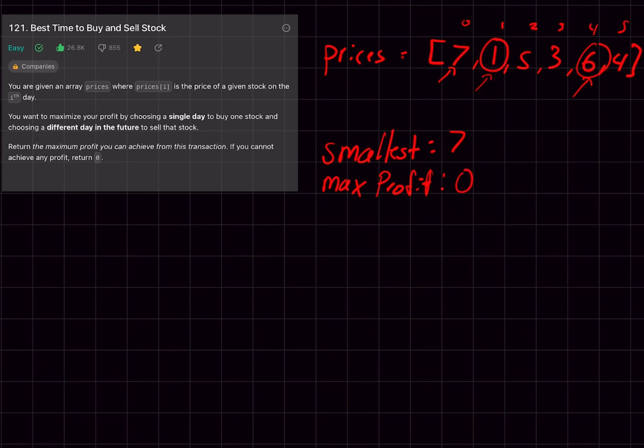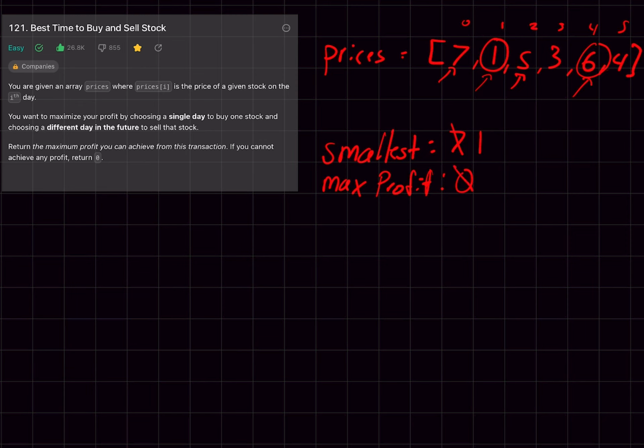On day number 1, we have a new smallest number, since 1 is less than 7. So I'll update our smallest to be 1. Now we'll subtract our smallest from the current day. So we're at 1, our smallest is 1, so our profit is still 0, so I'm going to keep that where it is right now. Then we'll go on to day number 2 here. Now, since 5 is not smaller than 1, our smallest stays the same, but our max profit is going to jump up on this one, since now we would be getting a profit of 4 instead of 0.